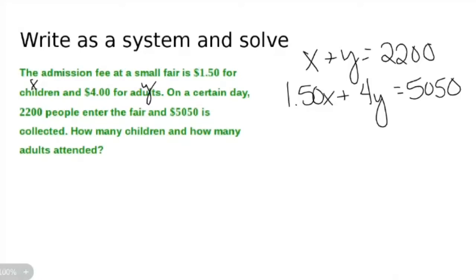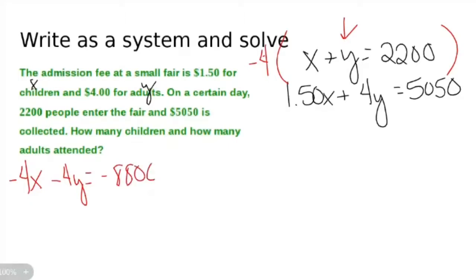All right. So what I'm going to do is, I did substitution on the last one. Let's do elimination on this one. I'm going to multiply the entire top by -4. Why am I doing that? Because if I can turn the y up here into -4y, then it'll cancel out that 4y down there. So I'm going to rewrite everything on the left here. -4 times x on the top is -4x. -4 times y on the top is -4y. -4 times 2,200 on the top is -8,800. And I'm going to just rewrite the bottom. 1.5x plus 4y equals 5050.